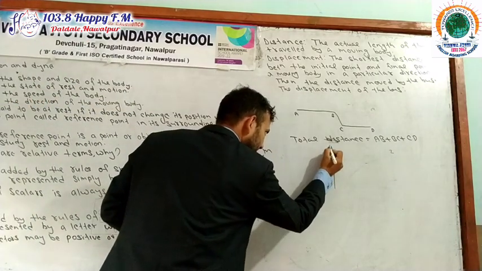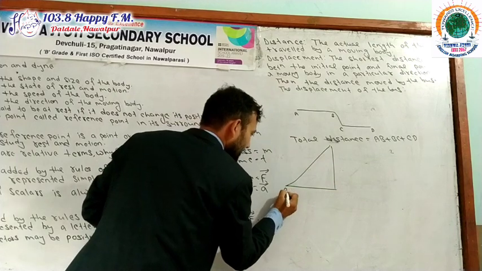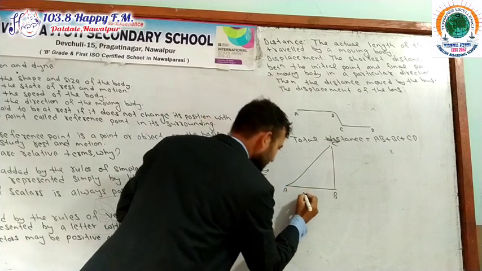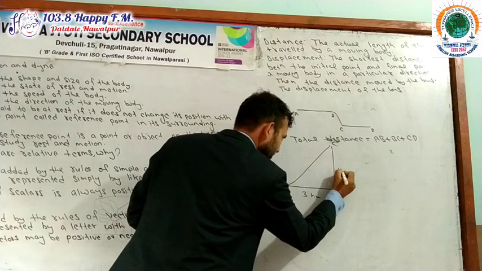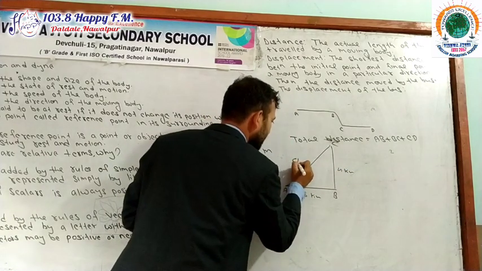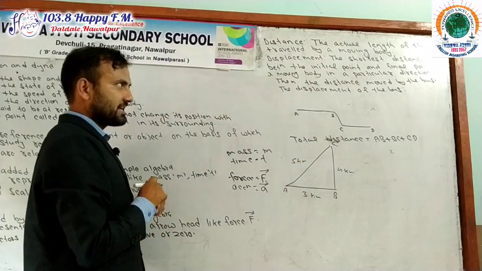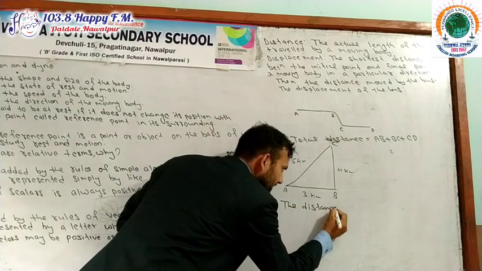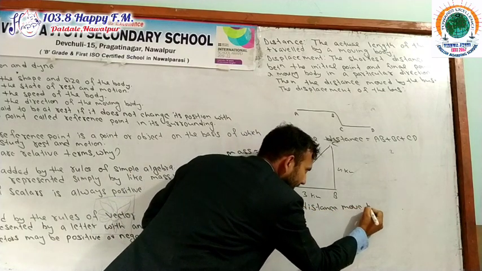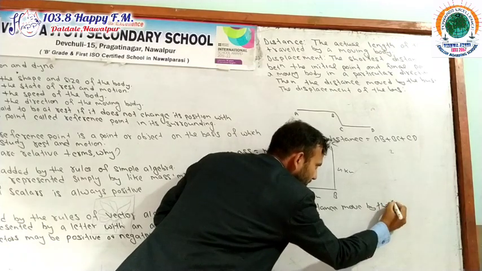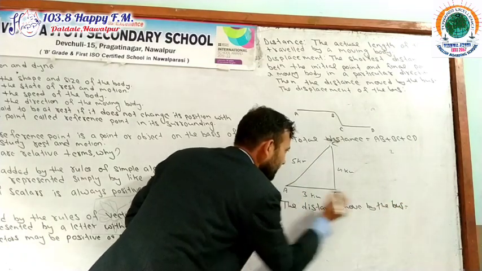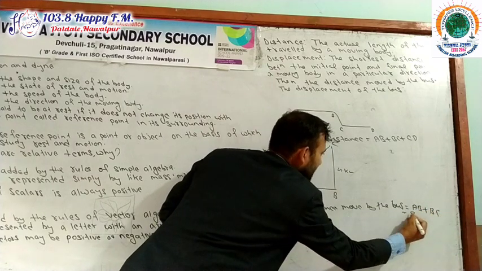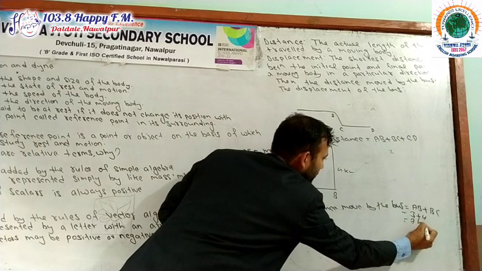Suppose the example of displacement is a bus moving A to B to C: 3 kilometer, 4 kilometer, and 5 kilometer. The distance moved by the bus is equal to AB plus BC. AB means 3 plus BC 4, that is 7 kilometer.